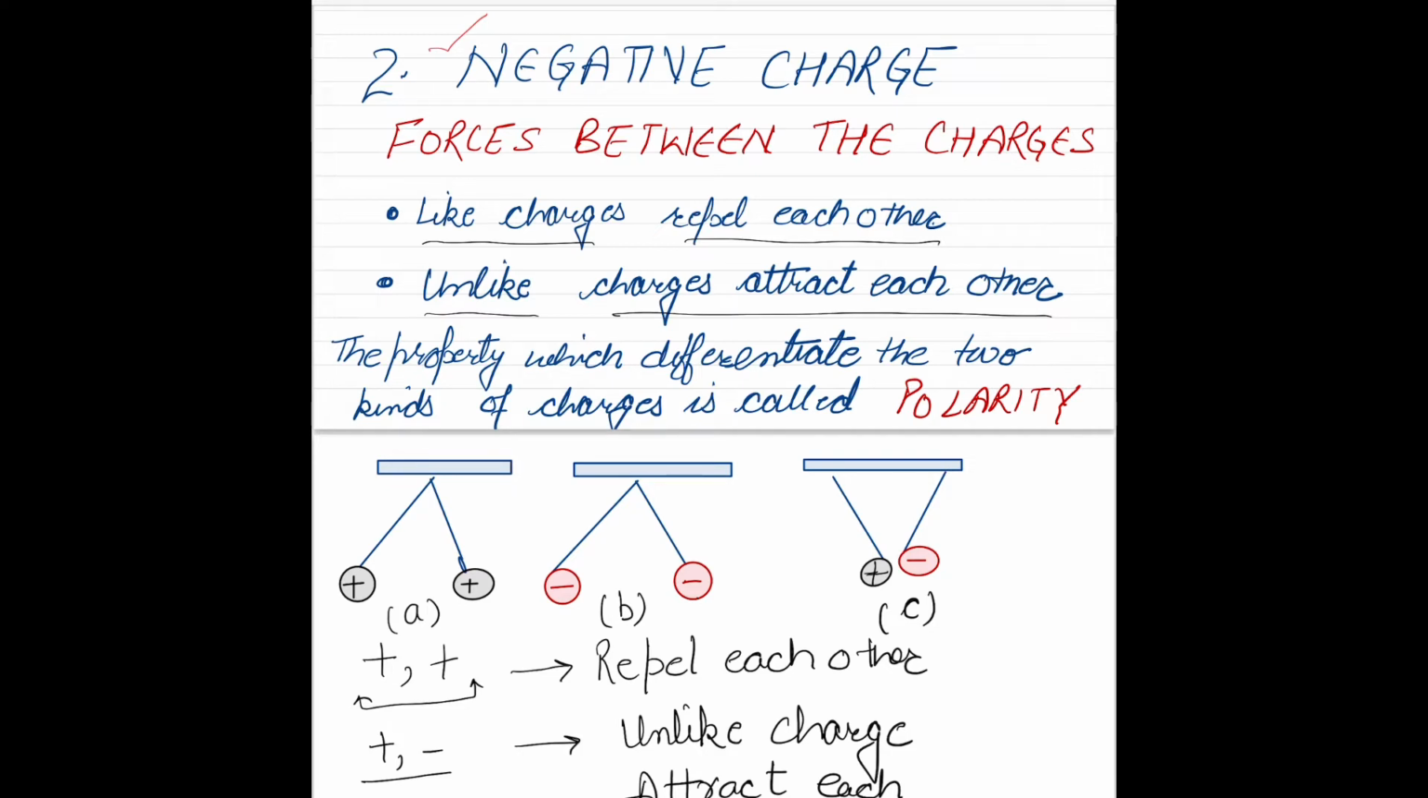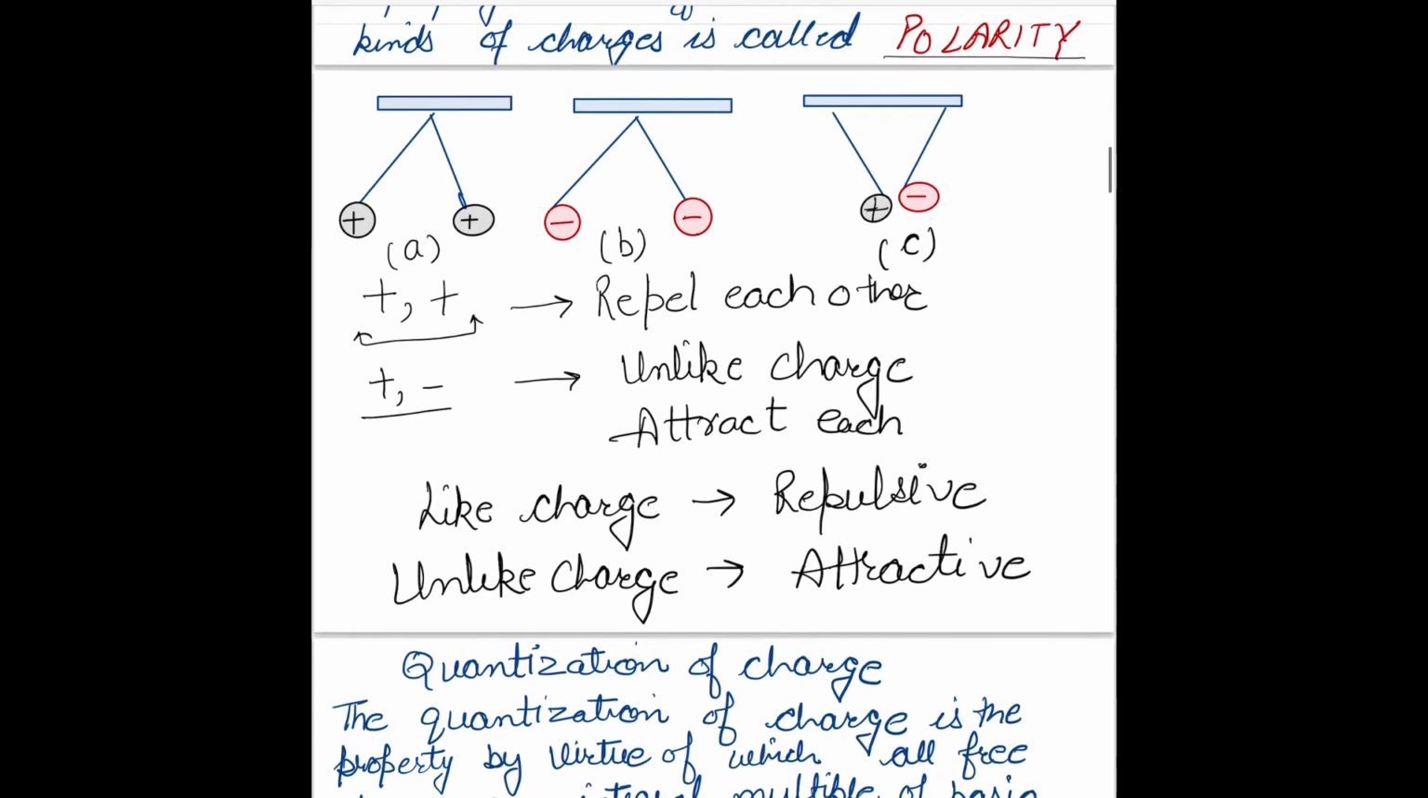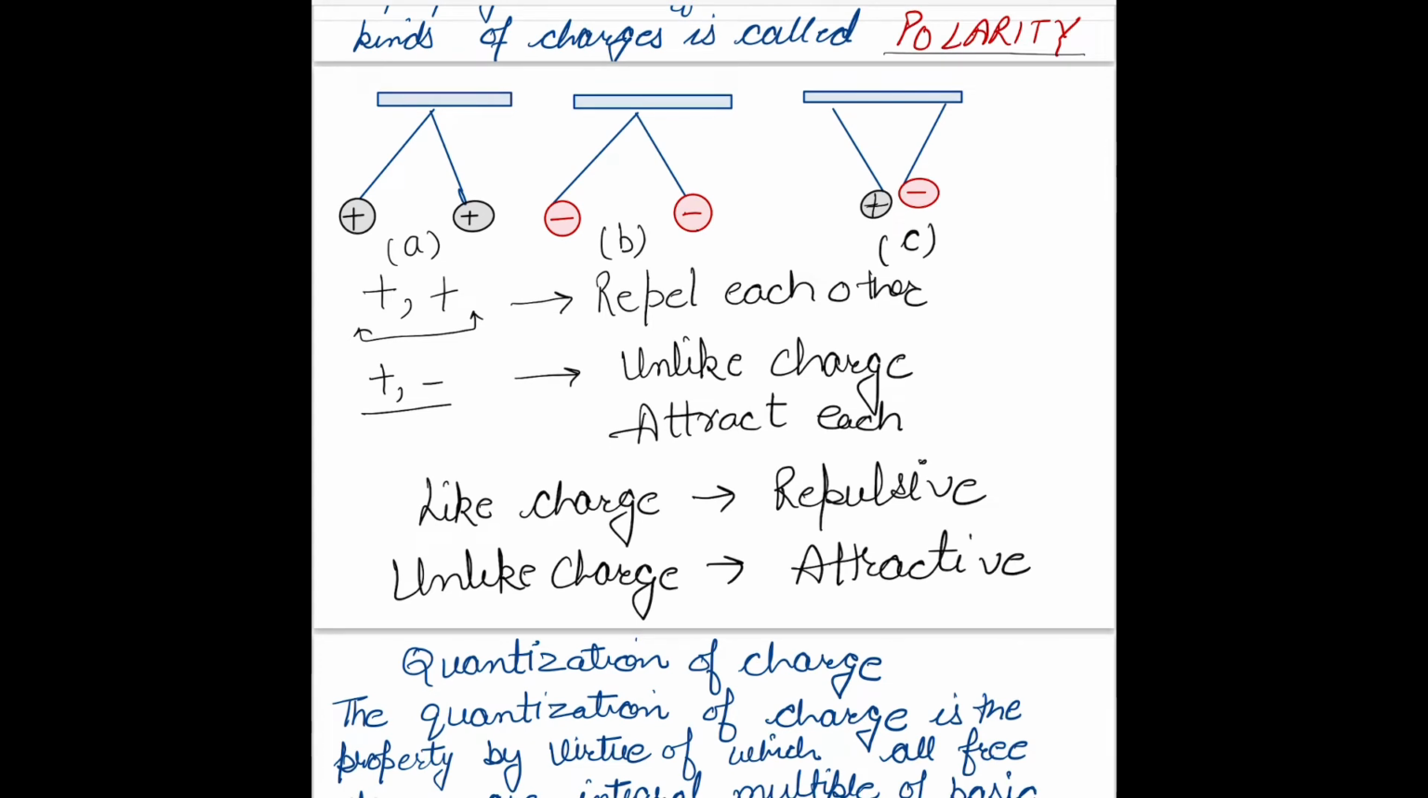The property which differentiates between the kinds of charges, that is the positive and the negative, is called polarity, right? So the charges have polarity, due to which they distinguish between each other.